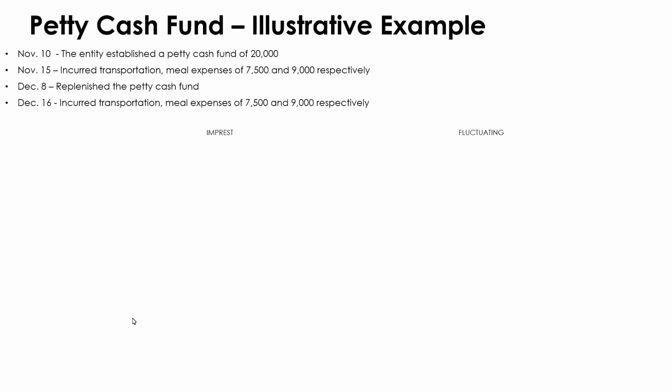So these are examples of the transactions of a petty cash fund. On November 10, the entity established a petty cash fund of 20,000. Their entries are the same: debit petty cash fund 20,000, credit cash in bank 20,000. On November 15, transportation and meal expenses of 7,500 and 9,000 respectively were incurred.